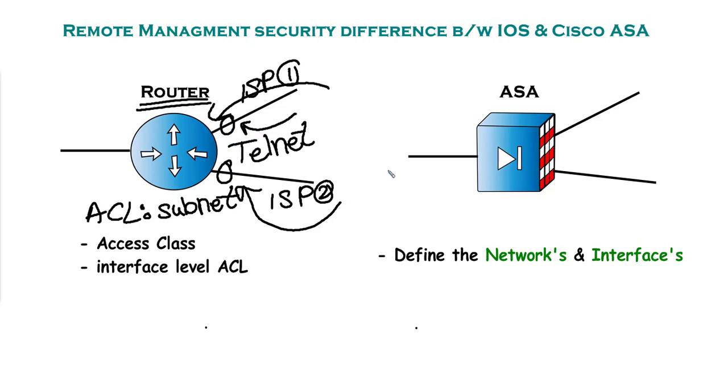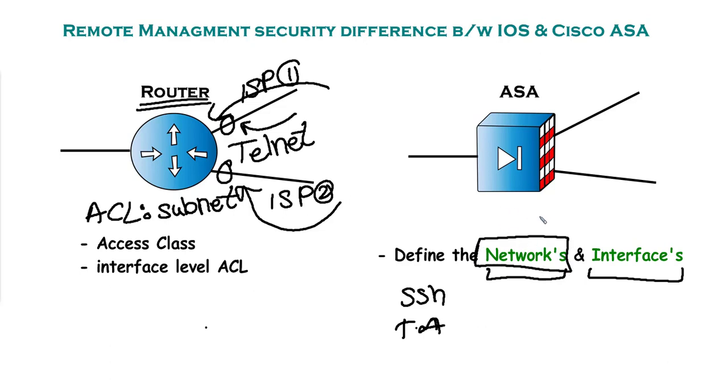But in the ASA, you can't even enable SSH or Telnet without specifying the network first and then the interface, meaning the subnets are defined first and the interface on which you want the SSH or Telnet to be enabled is defined too. So if you enable the inside interface for Telnet, only Telnet traffic or SSH traffic will be entertained on that specific interface for those specific networks that you define here.